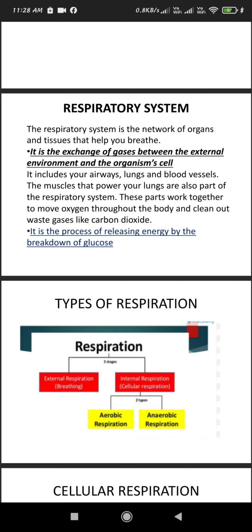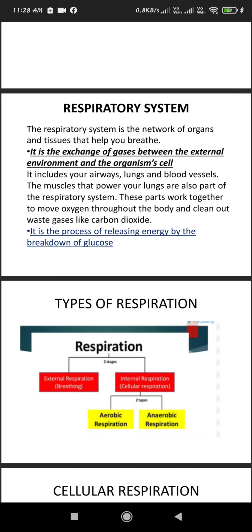So what is the respiratory system? It is a network of organs and tissues that help you breathe. It consists of all the organs involved in respiration plus the tissues also. Respiration is the process of releasing energy by the breakdown of glucose. So glucose is oxidized and it releases energy. That is known as what? Respiration. The respiratory system also includes your airways, lungs, and blood vessels. The muscles that power your lungs are also part of the respiratory system.